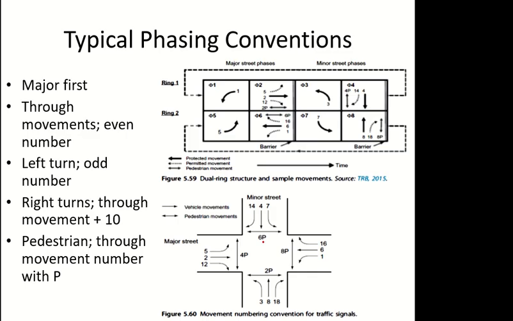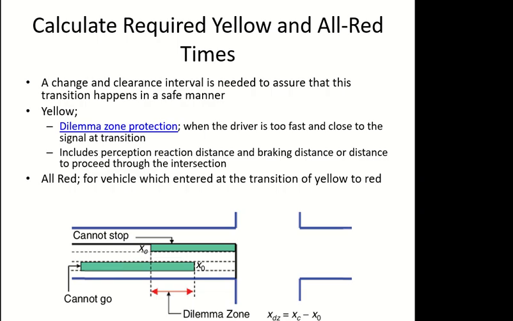But this is just a recommendation. You can make your own codes. As long as you remember it and you don't have any confusion about it, any coding is allowed. These are just recommendations. Then you start calculating the yellow time and the all red time.